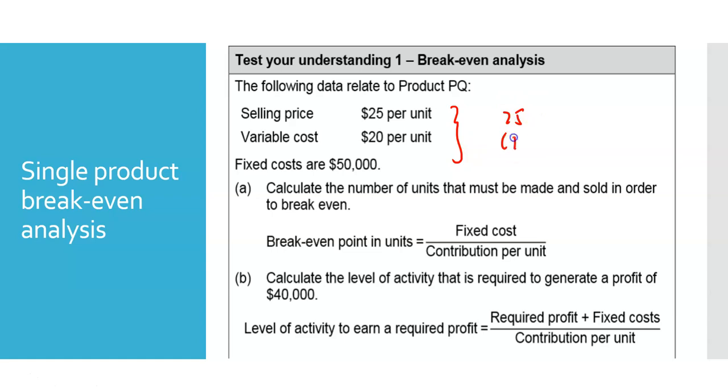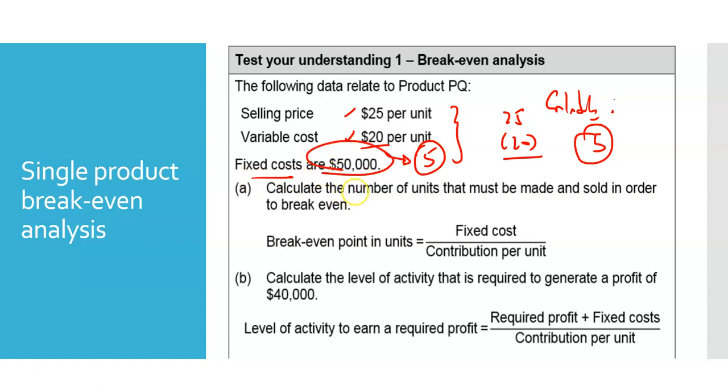So here we are. 25 minus 20 gives us 5. That is the contribution on every unit, isn't it? Selling price of 25 and variable cost of 20. Your contribution is 5 and you have fixed costs of 50,000. So it says calculate the number of units that must be made and sold in order to break even.